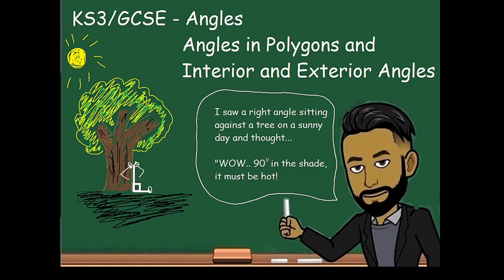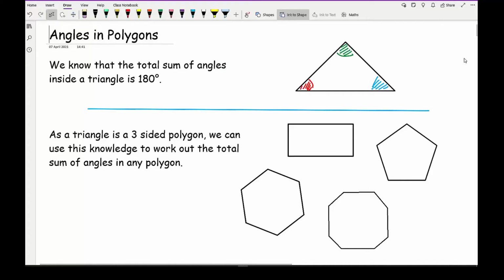So in this latest video looking at angles, we'll be focusing on angles in polygons and looking at interior and exterior angles. Now we know that the total sum of angles inside a triangle adds up to 180. And if you're not too sure, then I will include a link in the video for you to watch the previous video that covers this.